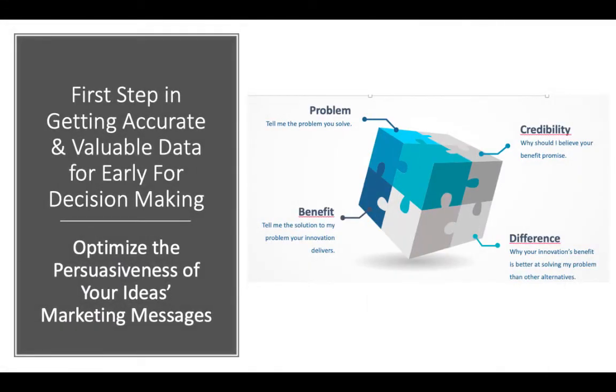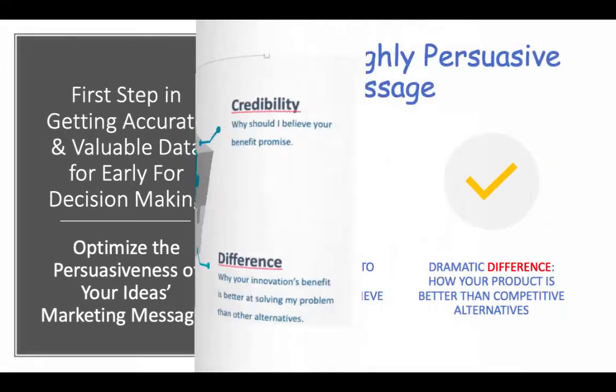Well, what do you need to do in terms of the inputs? Well, at the heart of the inputs, the first step to getting accurate data for this early decision making is optimizing the persuasiveness of your idea's marketing messages. What you see on the screen are the 4 elements that need to be addressed in that persuasive marketing message. You need to be able to tell me the problem that the product solves, the benefits that people are going to get, why they should believe that you can actually deliver those benefits, and why it's different and better than other products. I'll go into more detail in all of this in just a moment.